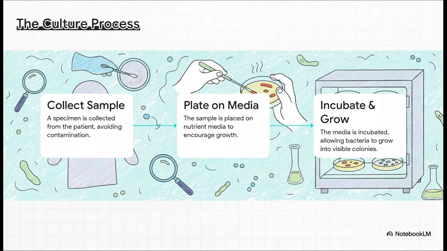So here's how it works, step by step. First, that sample is collected really carefully so nothing else gets in it. Then it gets spread onto that nutrient media. And finally, the dish goes into an incubator, which is just a warm, cozy box that helps the bacteria grow. After a day or two, bam, you get these visible clusters called colonies. Each one of those little dots is a potential suspect.